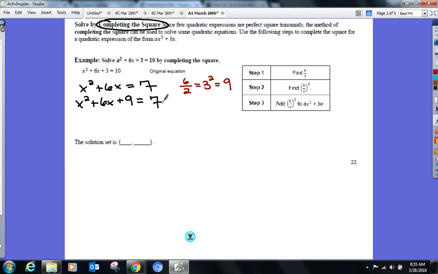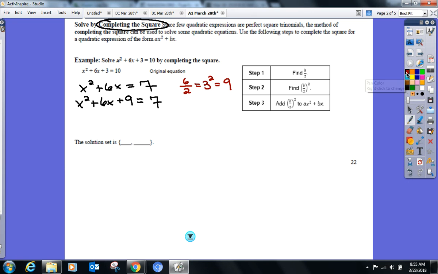You had this, and then what did I just add to the left? What's the problem? It's not balanced. I just added 9 to the left side. If you want to make it balanced, add 9 to the right side. Whatever you add to the left, you have to add to the right. Got to keep it balanced.